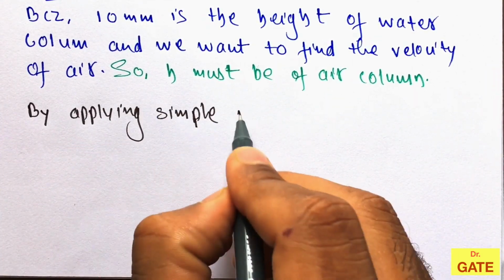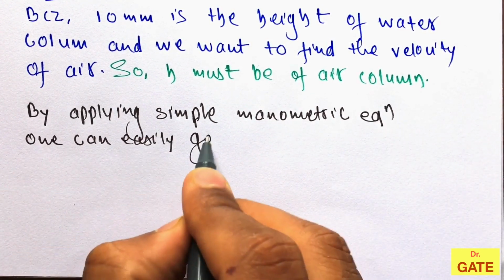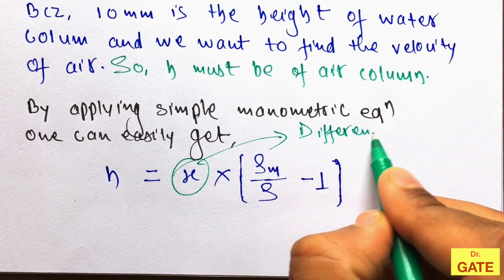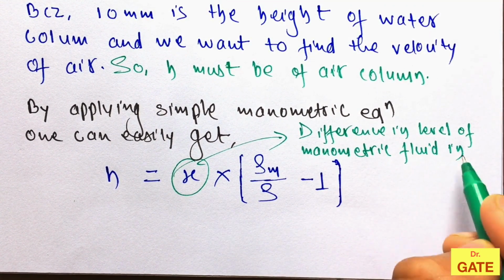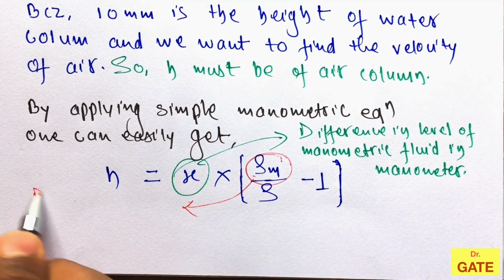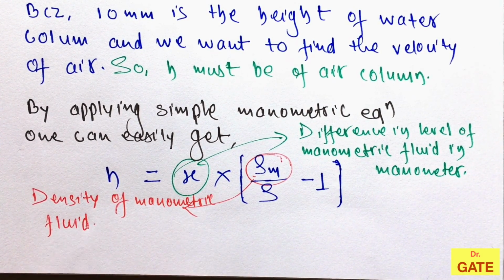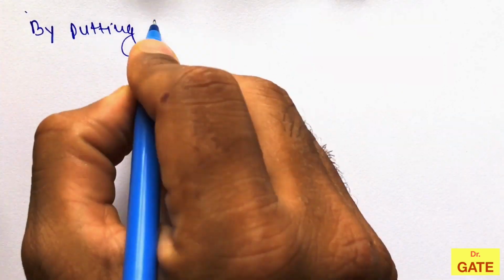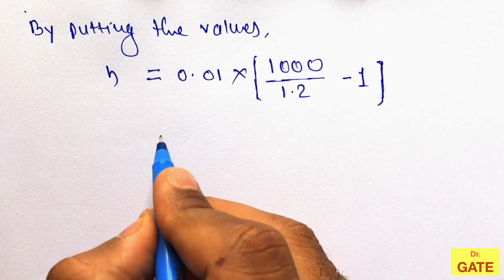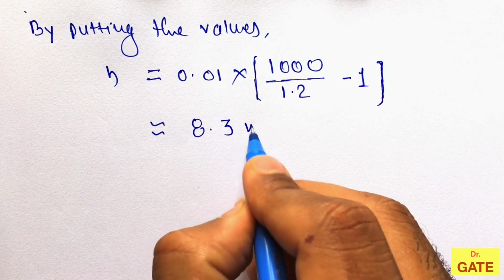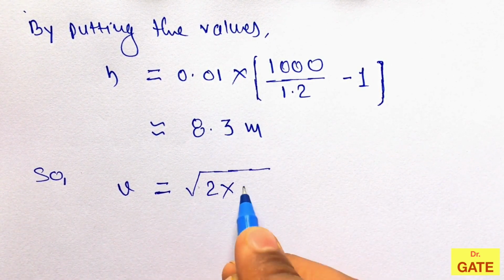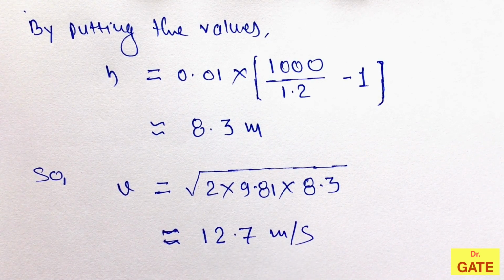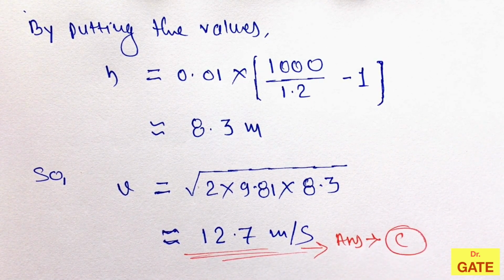By applying the simple manometric equation, one can easily get this, where h is the height of the air column, x is the difference in level of manometric fluid in the manometer. This one is the density of the manometric fluid. This one is the density of the fluid whose velocity we want to measure. Now by putting values we will get h approximately 8.3 meter. So velocity of flow comes out approximately 12.7 meter per second. So option C is correct.